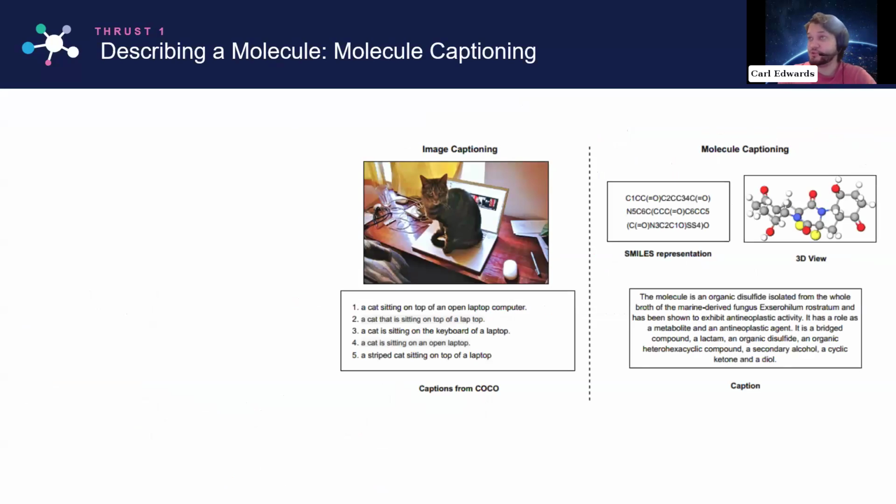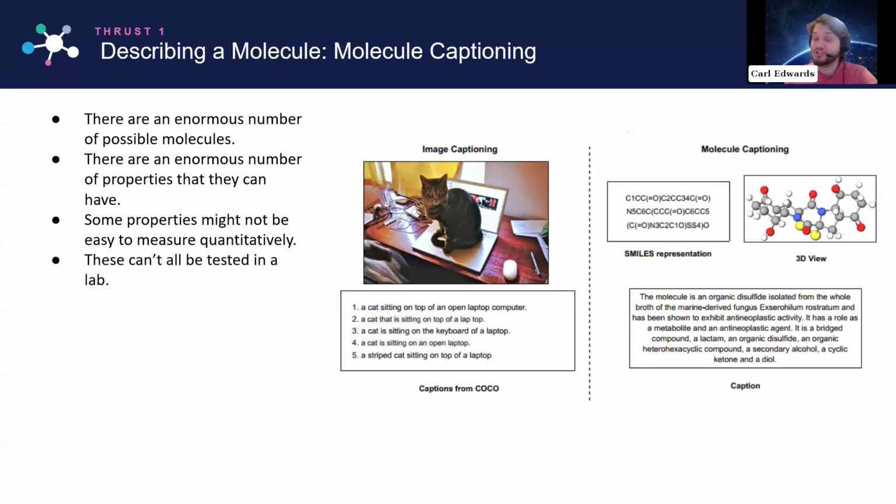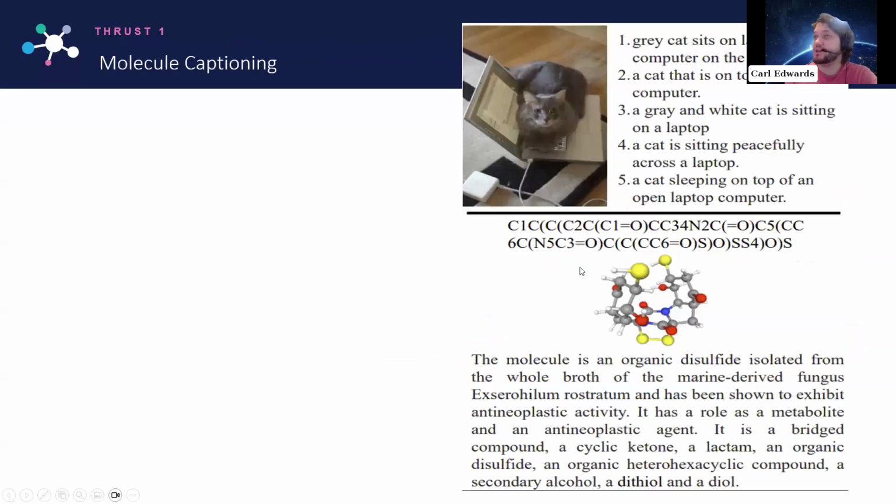Okay, so now I'm going to talk about the other direction, molecule captioning. The reason we want to do this is there's an enormous number of possible molecules, and they all have an enormous number of properties. Some of these are not necessarily easy to measure, and we certainly can't test all of them in a lab. It would be tremendously expensive. So can we describe molecules at a high level using natural language in order to better understand their function, etc.?